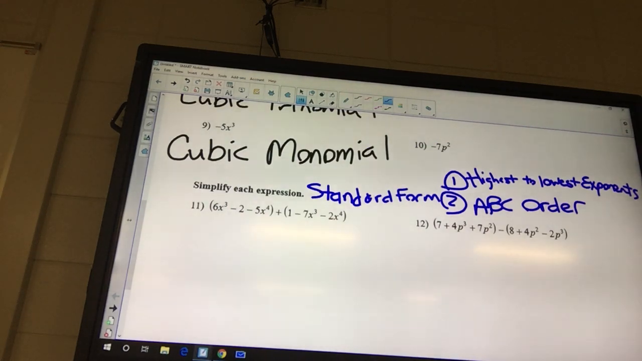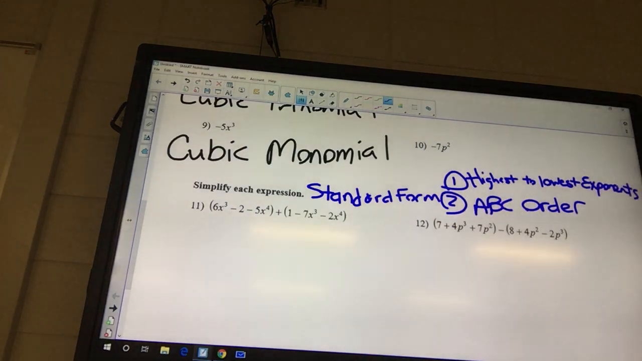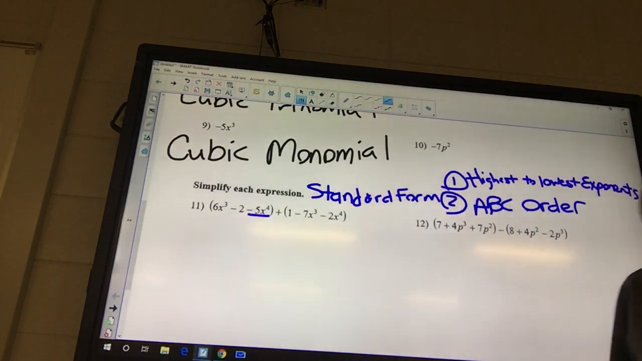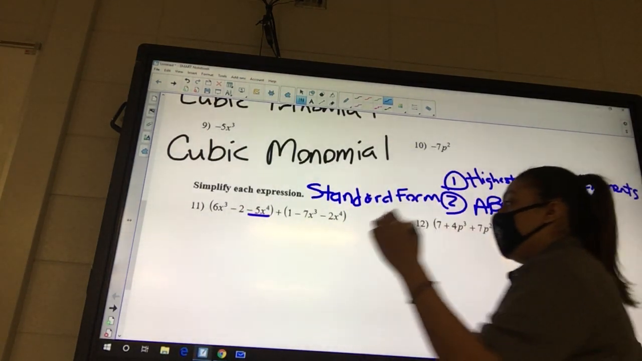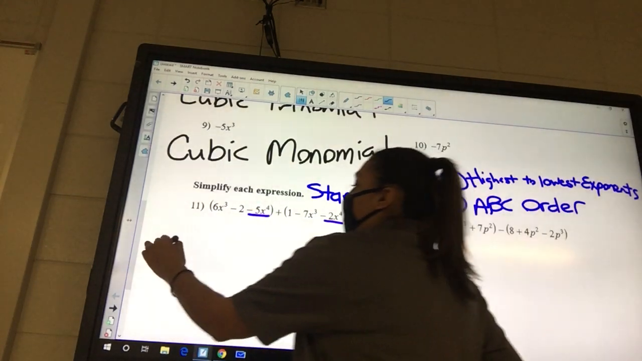Good. If you look at 11, is this addition or subtraction? How can you tell? The plus sign in the middle is going to dictate that. So what is the highest exponent here? 4. Go through with your pencil or finger and find all the ones that have x to the 4. Right here I got an x to the 4. What else can I put with that? -2. So what is -5 and a -2? -7, x to the 4th.